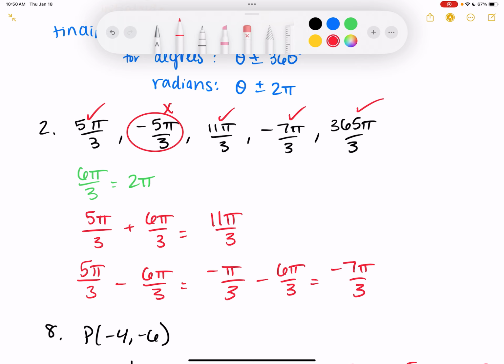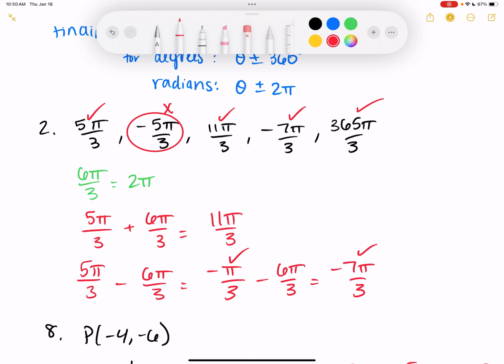Then I looked and saw that, other than 365 pi over 3, the rest of them are negative. So let me try starting with 5 pi over 3 and subtracting 6 pi over 3. I subtracted 6 pi over 3 and got negative pi over 3, but that wasn't on my list. This, however, would also be coterminal with that. Then I subtracted another 6 pi over 3 because I'm not negative enough yet, since negative 5 pi over 3 and negative 7 pi over 3 are more negative than that. So I subtracted again and got to negative 7 pi over 3.